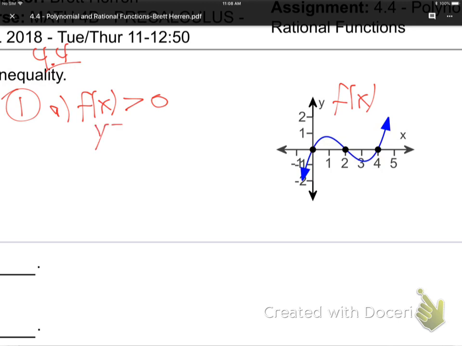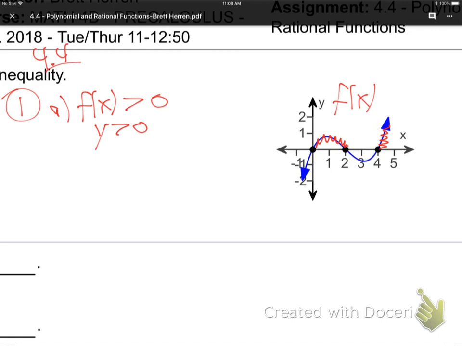F of x means y, doesn't it? Remember function values are y values? Between 0 and 2. Yeah, right here, and then out there also, right? Just simply looking at that graph, looking at that picture, and saying, hey, where's it positive? Where's it above the middle?